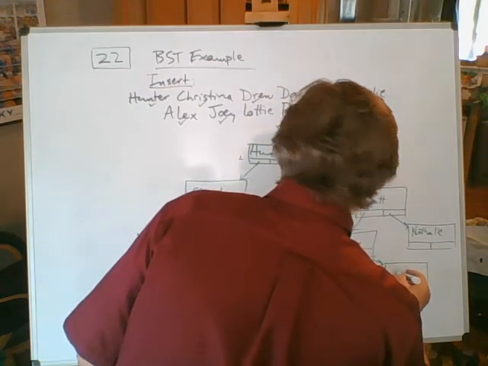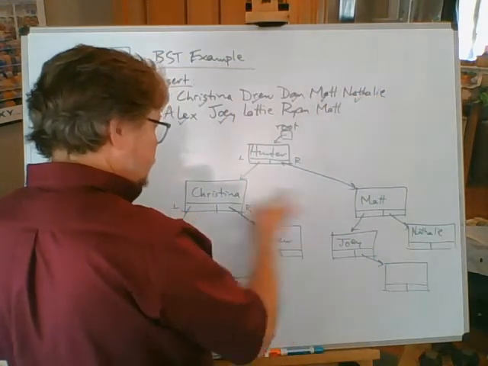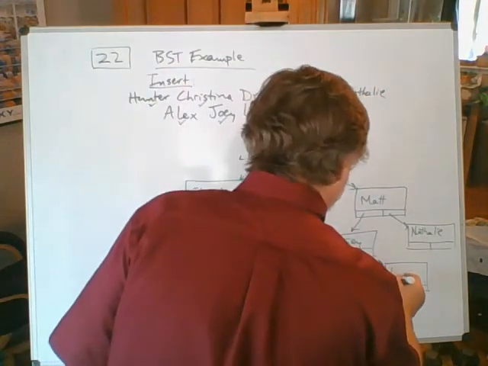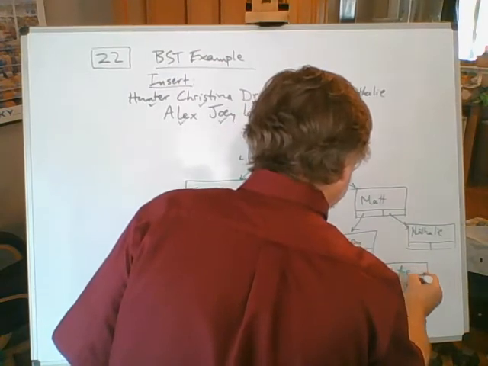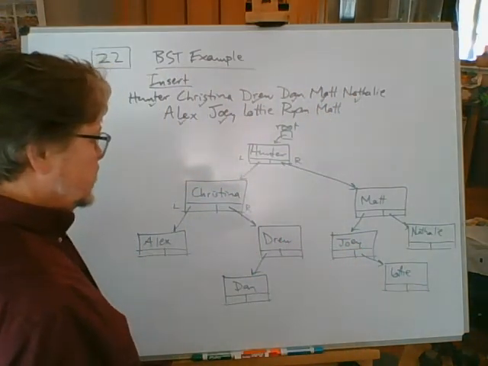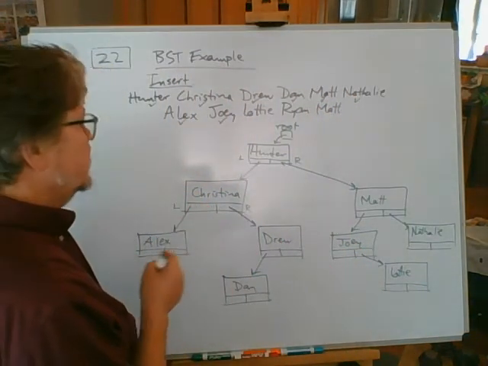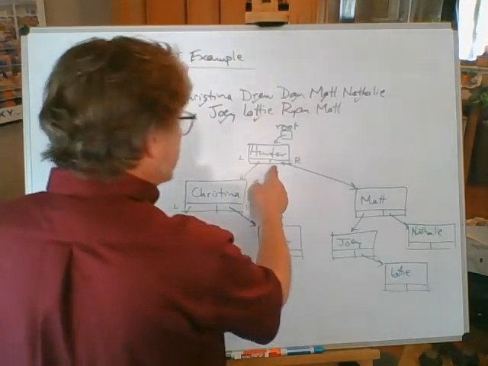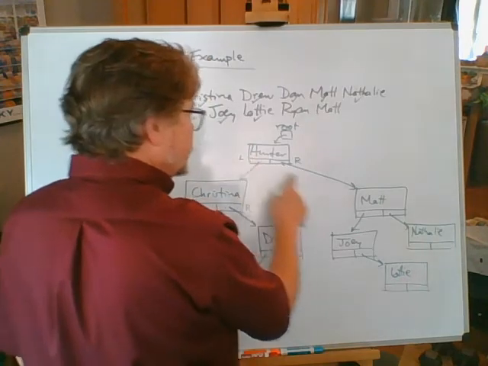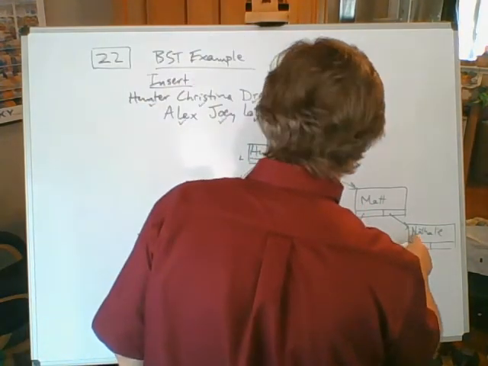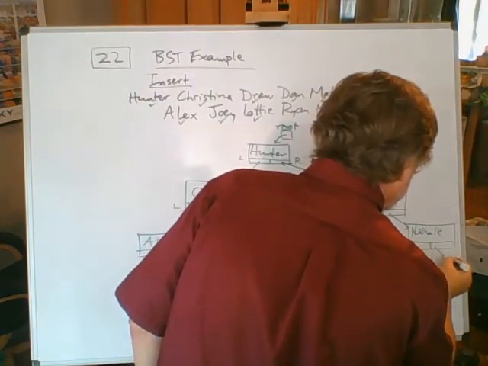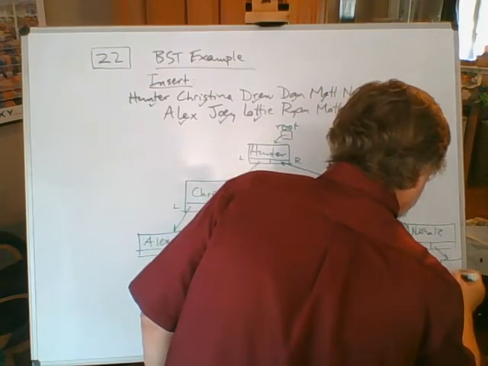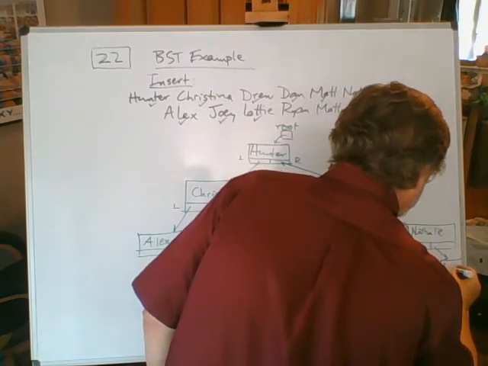Yikes, I'm running out of room over here. I didn't plan ahead. I should have scooted the tree back over here, but it's too late now. Lottie is Joey's right child, is that right? H-I-J-K-L, yes. Ryan is greater than Hunter because R is greater than H, R is greater than M, R is greater than N. So Ryan, even though there's not a whole lot of room, becomes the right child of Natalie down here.